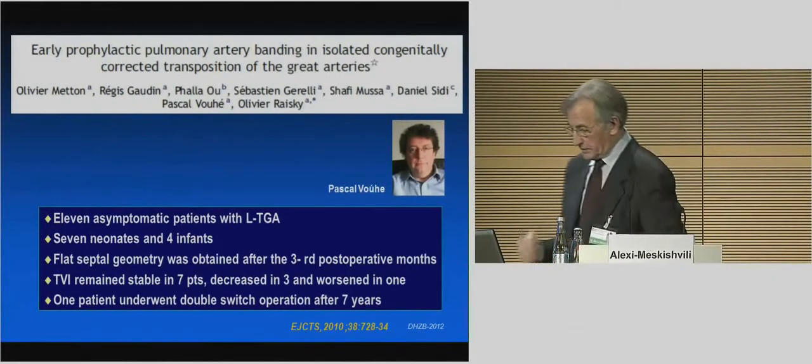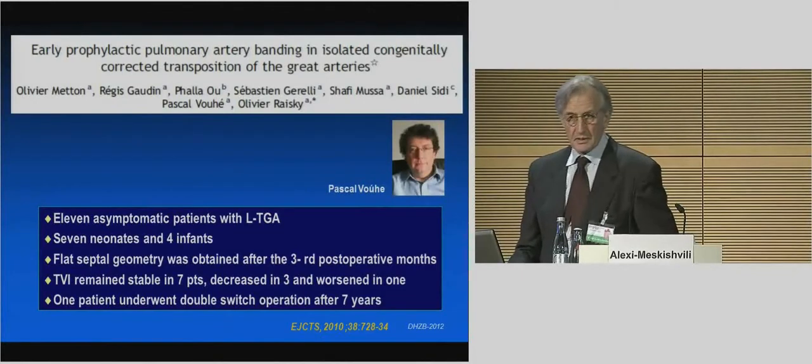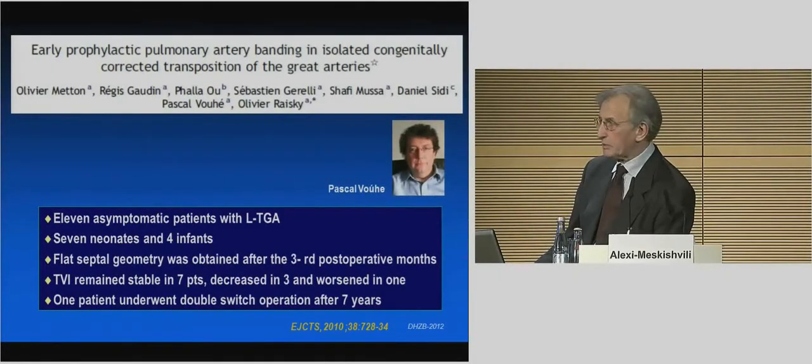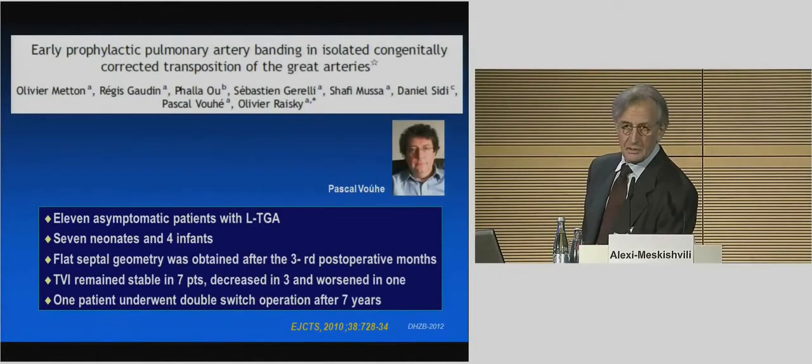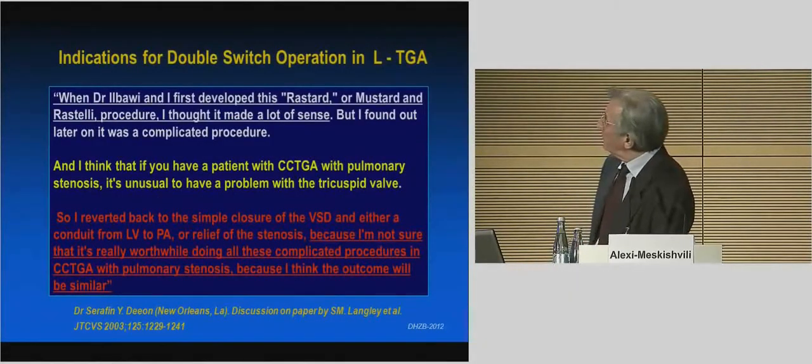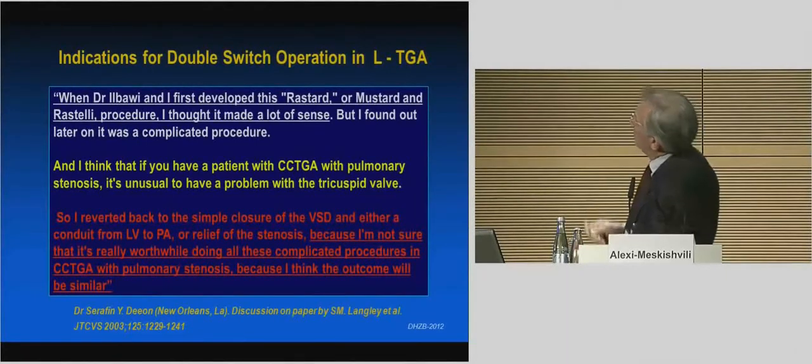I don't know how it's ethically possible to do this operation in asymptomatic patients, because we know there are some patients with corrected transposition that are doing quite well, almost 50 years without any operation. And this is an indication of double switch operation.